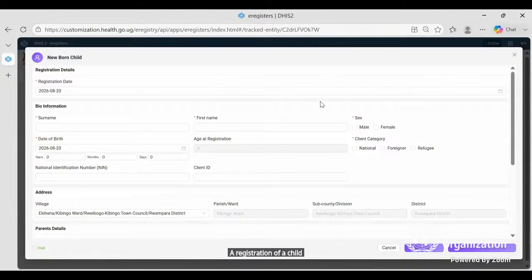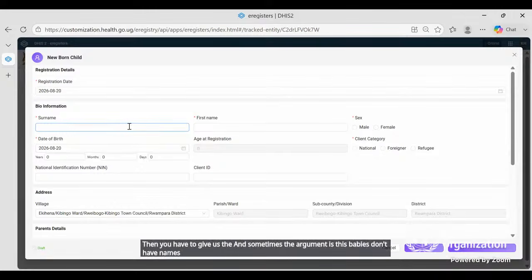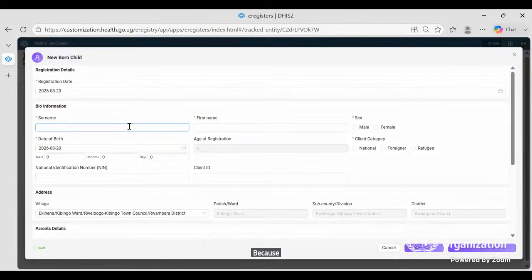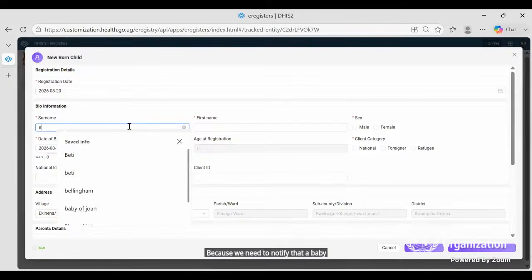When you say that the child was born alive, the registration date is by default the date that we are recording. Then you have to give us the surname. And sometimes the argument is these babies don't have names, but we need to use the same modality that we have been using to record in the physical registers to be able to record here in the e-register, because we need to notify that a baby was born. So we shall go ahead and register using some pseudonyming here.